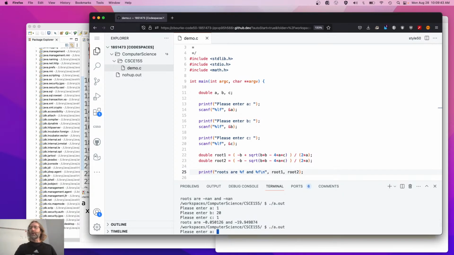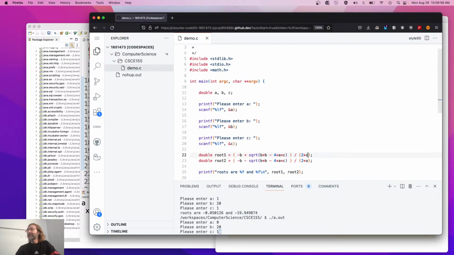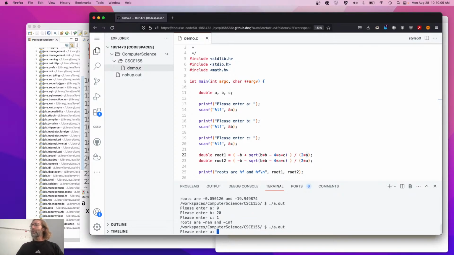What's something else though? Well, if you want to make A really small, what's the smallest you could make it? 0, 20, and 1. Before I hit enter, what's going to happen? An error, what kind of error? This thing right here. A is 0. When I divide by 0, I get NaN and inf. We'll try one more thing.